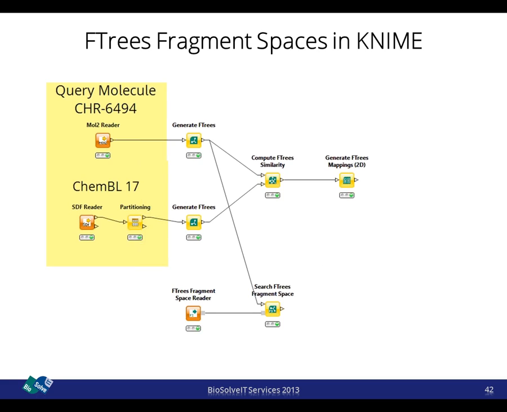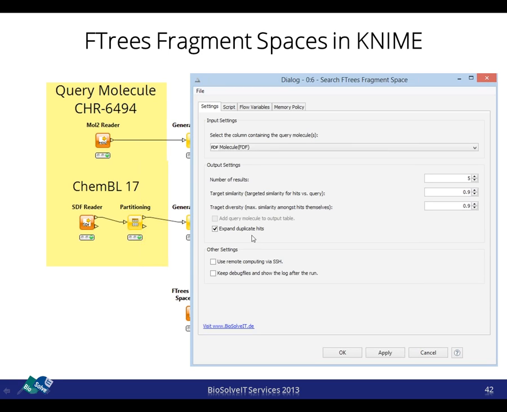So this can be done, unsurprisingly, in KNIME again. It's very simple. I just read in my fragment space, and I've got a search node as well. And what I've done is defined that I want to find 5 closest hits, which have a similarity to my query molecule of better than 0.9, but which themselves are no more than 0.9 similar to each other.